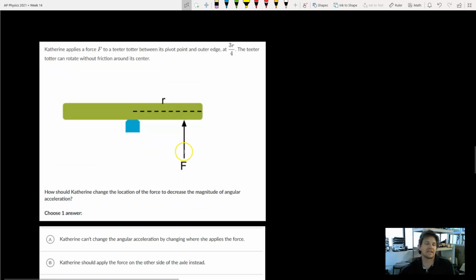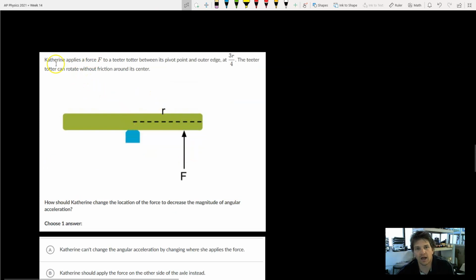All right. Same idea, but now we have Catherine applies a force F to a teeter-totter between its pivot point and its outer edge at 3r over 4, so 3/4 the radius. The teeter-totter can rotate without friction. So right here is its axis of rotation. Right? Teeter-totter, seesaw, whatever you want to call it. How should Catherine change the location? So it's specifically asking about location of the force to decrease the magnitude of angular acceleration.